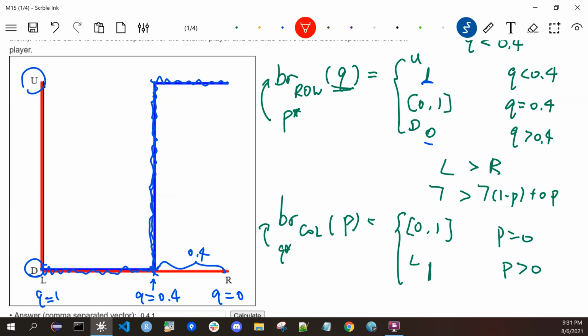Okay, so let's draw the best response. So first, when P is 0, it means I'm playing U with probability 0, meaning I'm always playing D. So when the other player is always playing D, my best response is anything. So again, we have kind of a vertical line, vertical relative to the vertical axis. So we have a horizontal line here that says, if the other player is playing D, I don't care how I mix. I can do anything I want. And if P is larger than 0, which is the rest, I'm going to best respond by playing L for sure. So here, this is L, so we have a vertical line here.